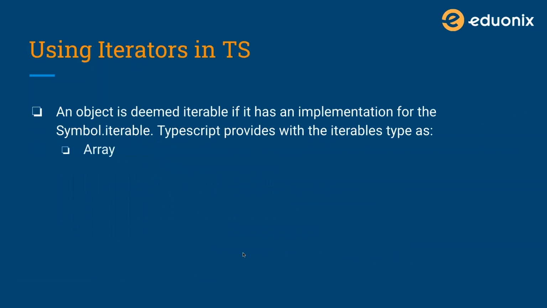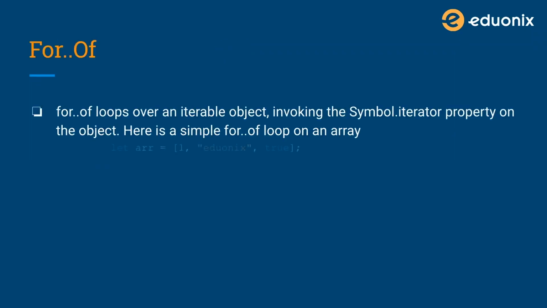So we have two types. When you do iteration, we can say that an object is iterable if it has an implementation of Symbol.iterator. The types that can be iterated are arrays, map, set, string, Int32Array and Uint32Array. We have already seen an example of for of. So what is for of?